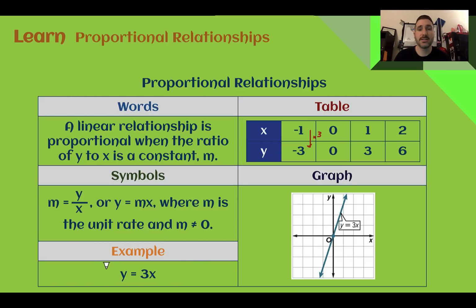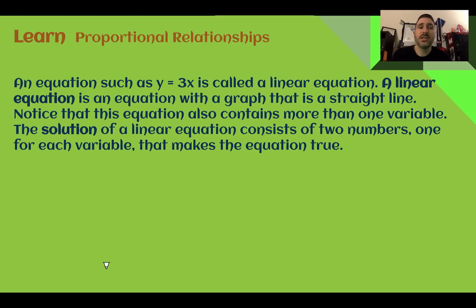Through all of these, they're all representing our example equation y = 3x. An equation such as y = 3x is called a linear equation because it makes a graph of a straight line. Notice the equation also contains more than one variable. We have both a y and an x. When we're coming up with a solution for this, it's going to consist of two numbers, one for each variable, and that will still make the equation true. And we're generally going to see it written like this, which hopefully looks familiar to you, as it's going to be written as a coordinate point.